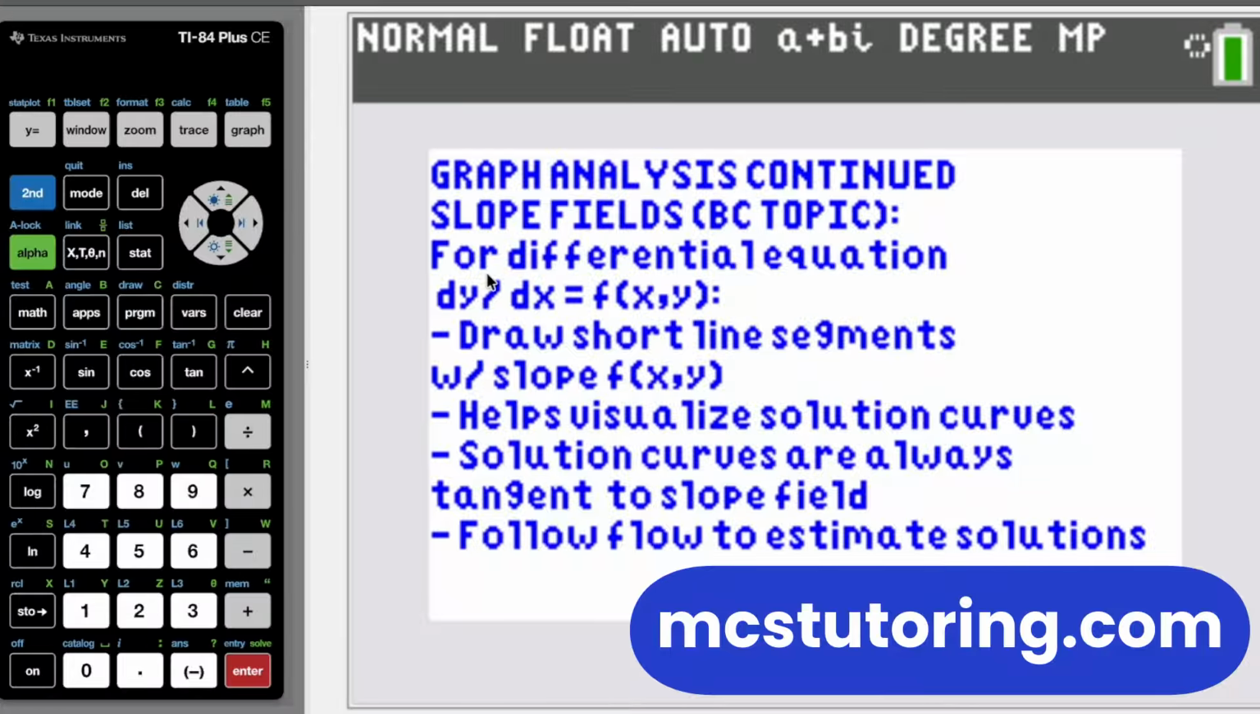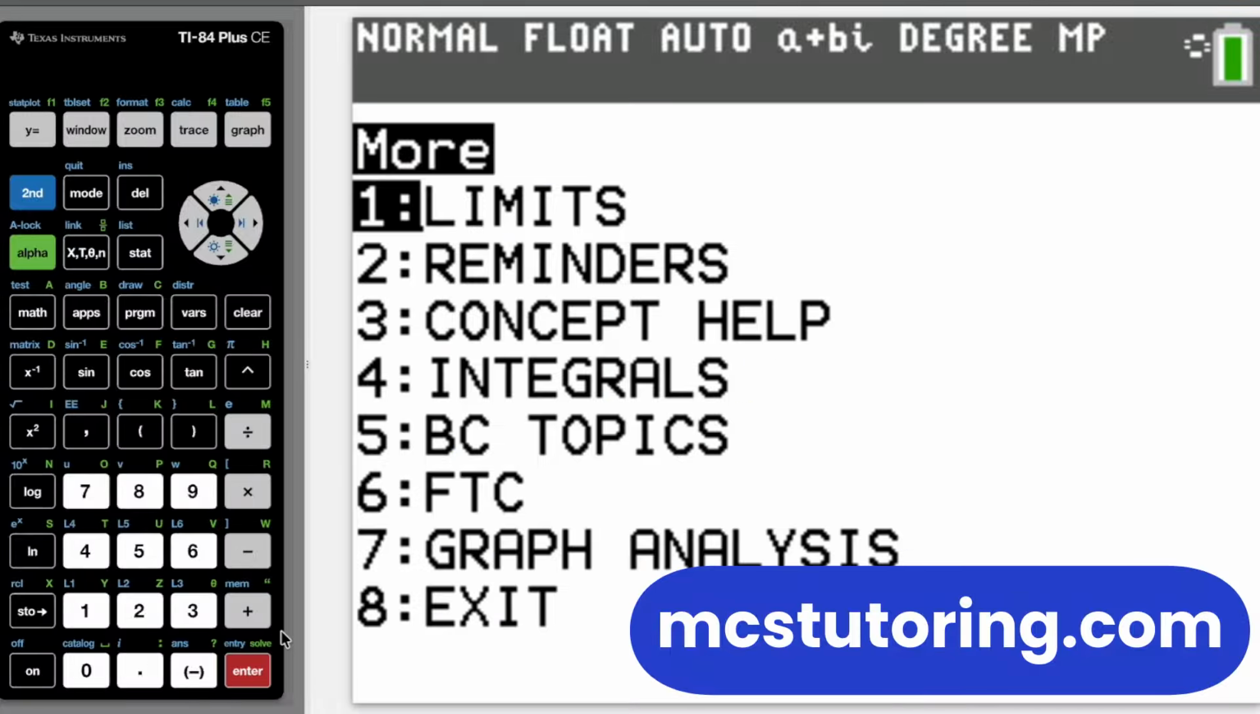Oh gosh. Okay. For a differential equation, dy/dx equals f(x, y). Draw short line segments, okay, this is like hash marks. There's actually a program I have for this for slope fields. I'll put it up on the mcstutoring.com site. Just remind me in the comments, say hey, and I'll do the slope field one. I will put it as a free program. It helps visualize solution curves. Solution curves are always tangent to the slope field. Follow the flow to estimate solutions. I think you probably know that if you've seen it. It's just a good reminder.